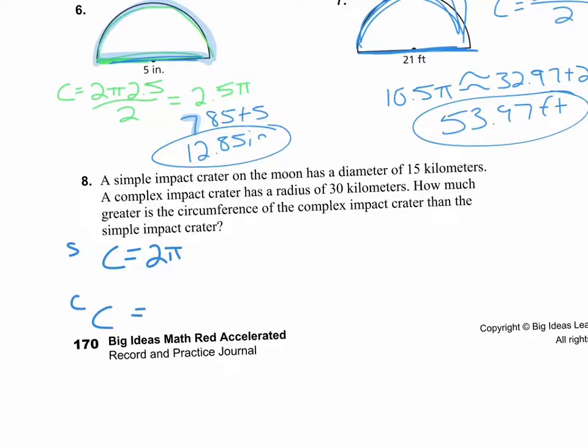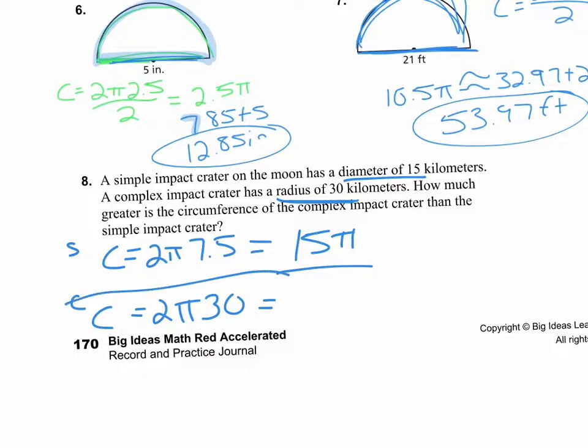Okay? So it's 2 pi r, which on the simple, your diameter is 15. So diameter, you would divide that by 2 to get the radius, which would be 7.5. And then the complex, you would have 2 pi r also. And r, the radius is 30, right? So I can just plug in that 30. So if I go ahead and do this, so 7.5 times 2, which gives you 15 pi. Okay, and then over here, this would be 2 times 30, so you get 60 pi.